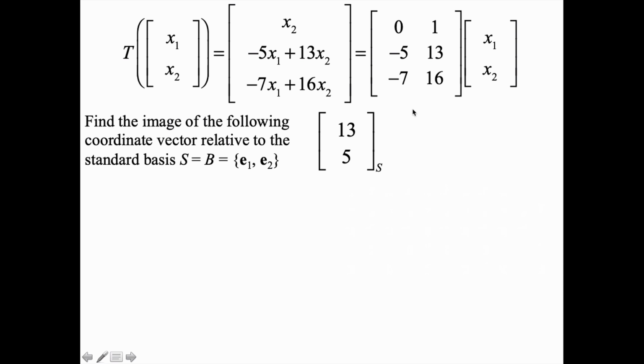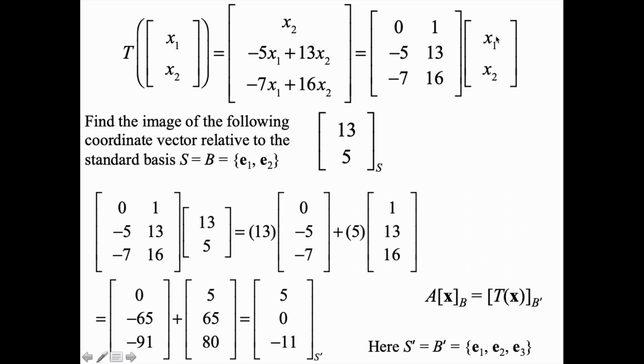So let's take a look at another vector in 2 space. Let's transform and see what result we get. Let's find the image of the vector (13, 5), and that's relative to the standard basis vectors E1 and E2. So that's what we usually mean when we say (13, 5) as a coordinate: 13i plus 5j, another way of saying it. So let's find the image of that coordinate vector relative to the standard basis, E1, E2. Well, it simply means you substitute these values, 13 for x1 and 5 for x2.